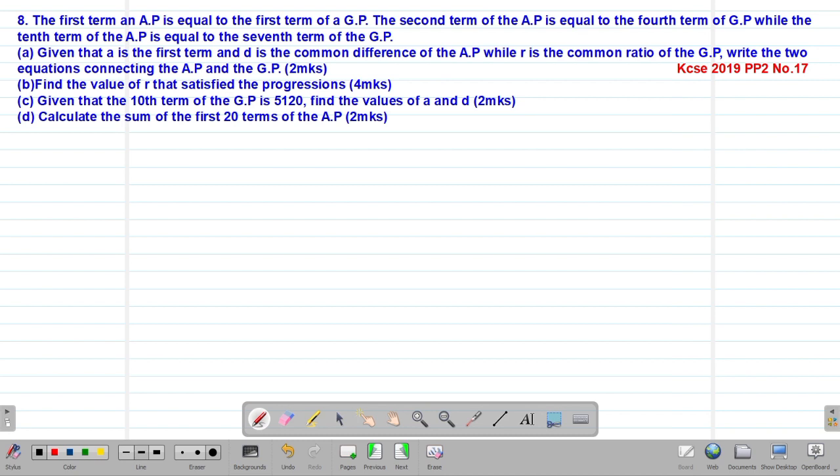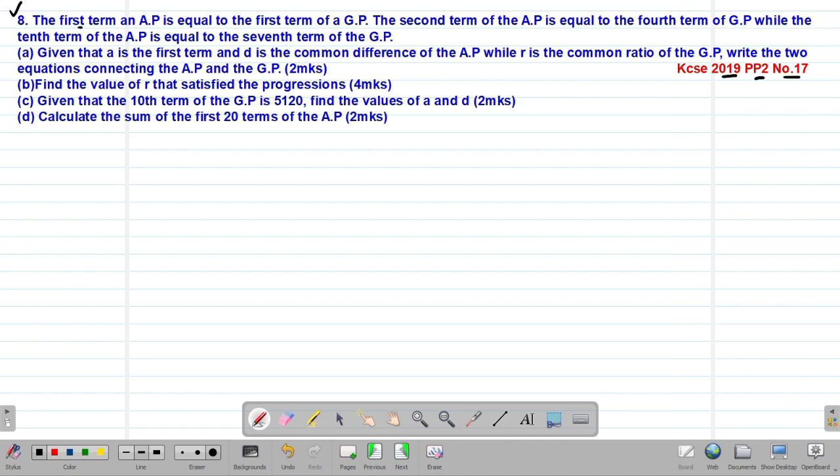Welcome to today's class. It's our 13th lesson on a given Form 3 mathematics topic called sequences and series. So we are looking at our 8th example on geometric progression, which is a past KCSE question tested in 2019, paper 2, question number 17.